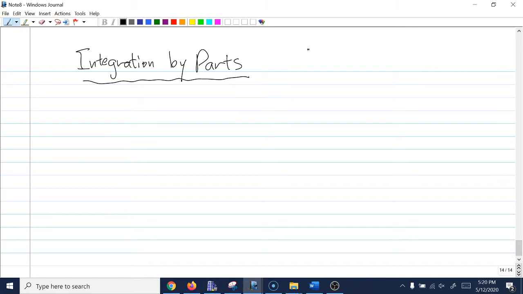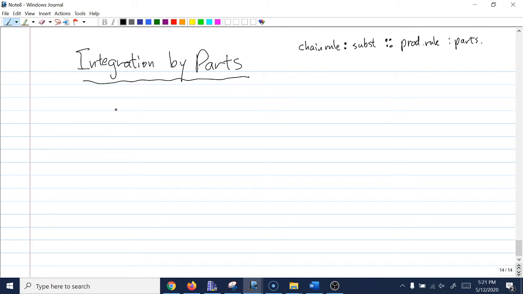Let's try this. Chain rule is to substitution as product rule is to parts. If you use the product rule to take the derivative, then parts will probably be the thing you need to do to take an integral. Integration by parts is the integral version of the product rule. It is the product rule backwards.